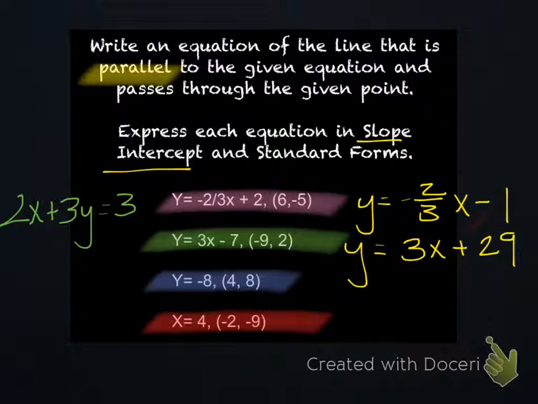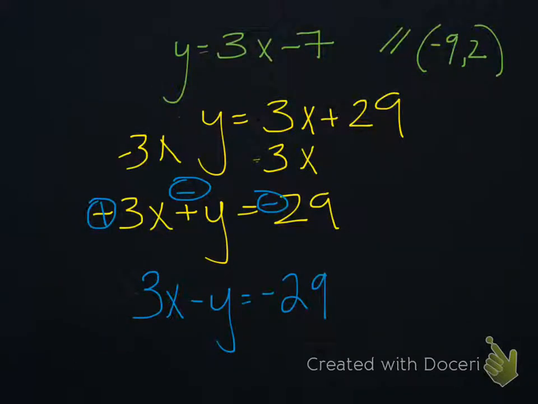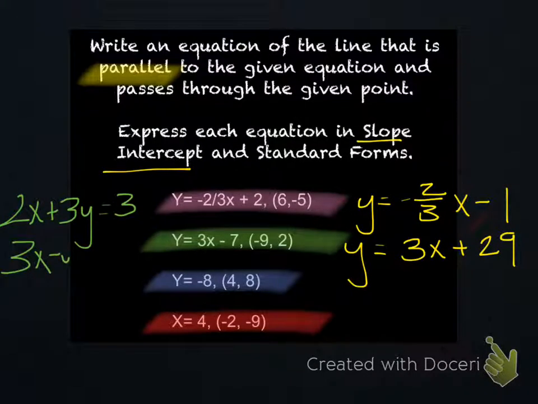I like that. 3x minus y equals -29. Standard form. All right.